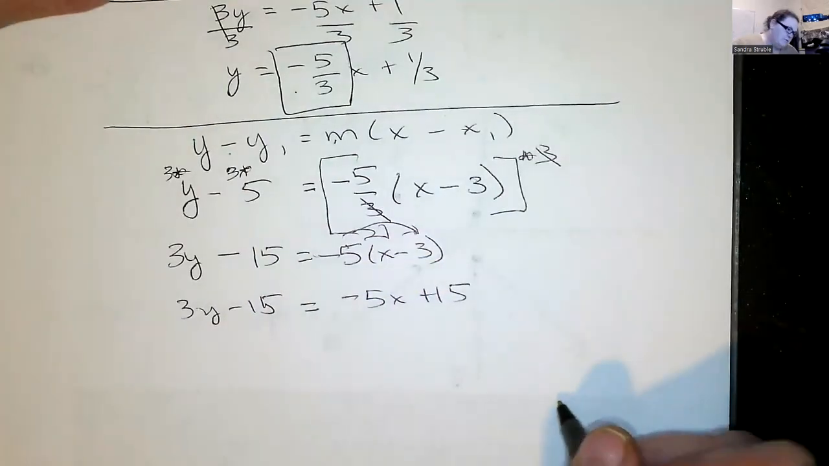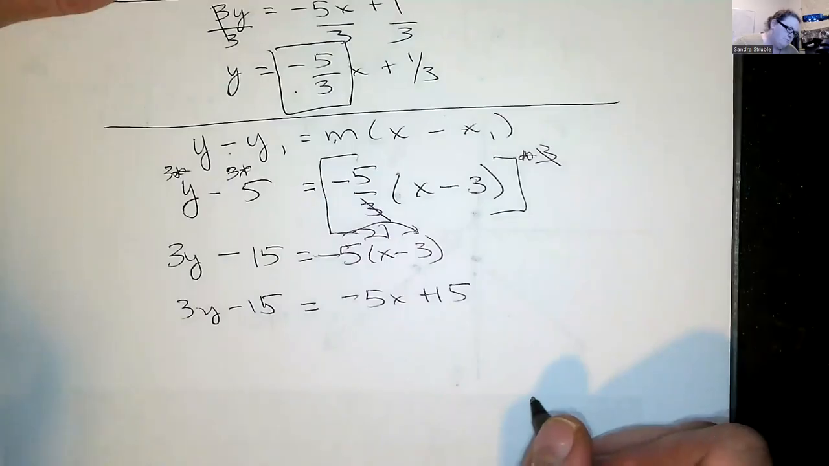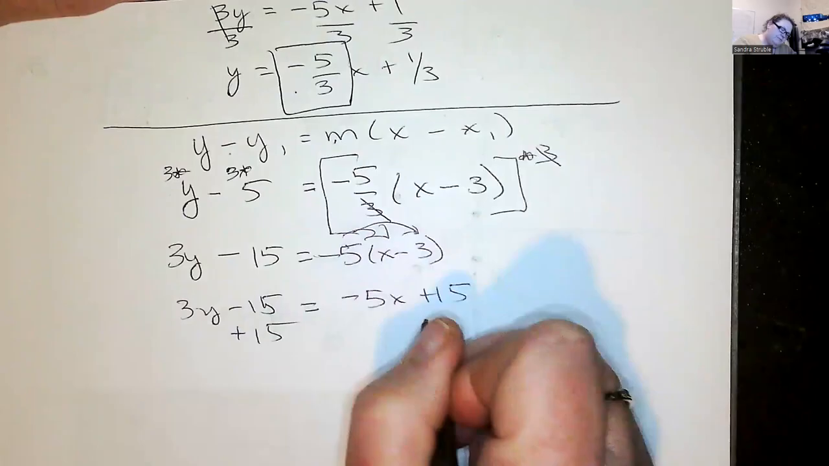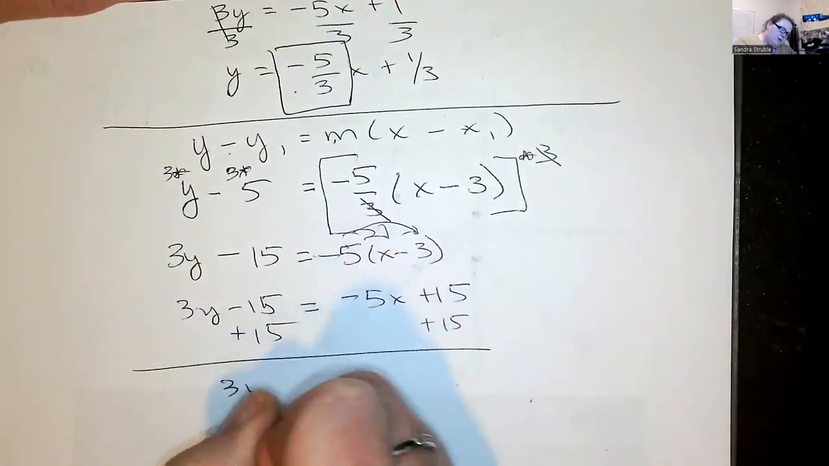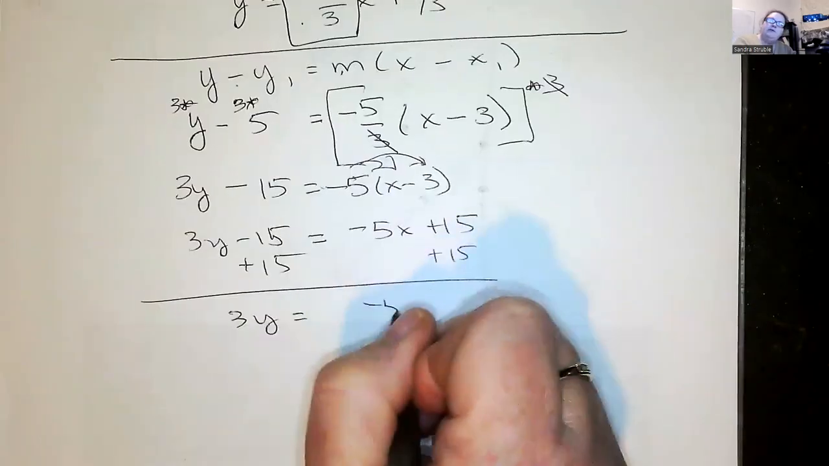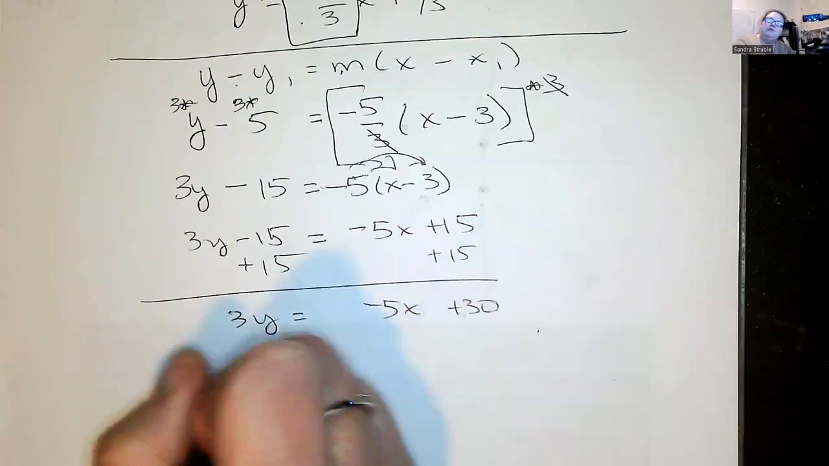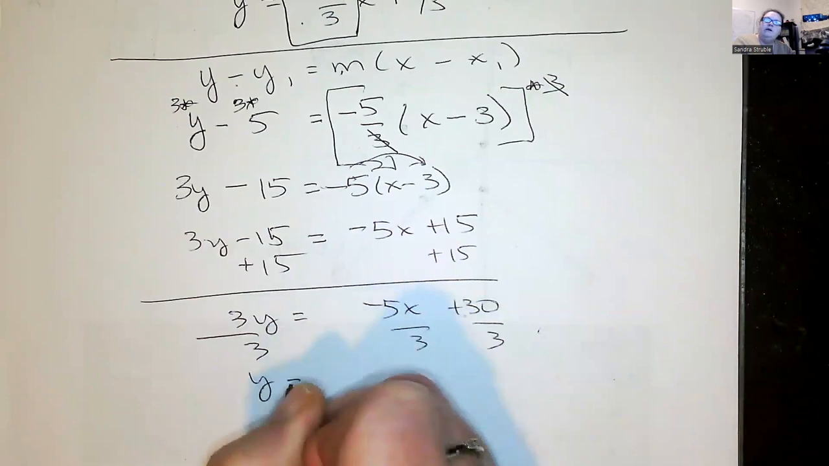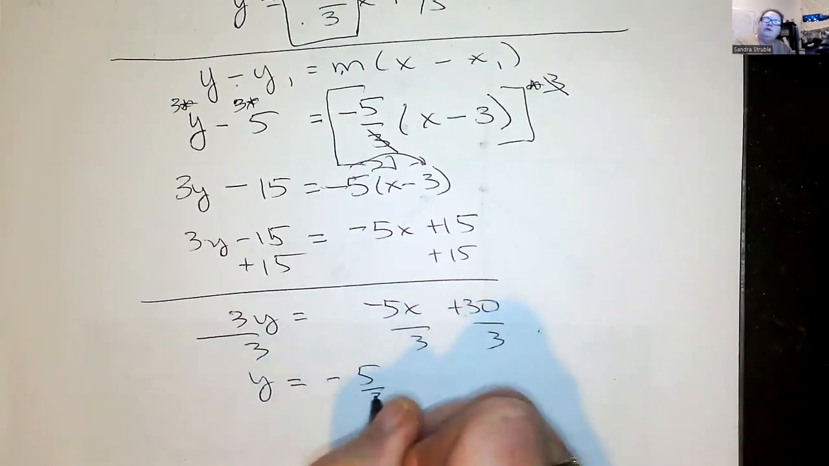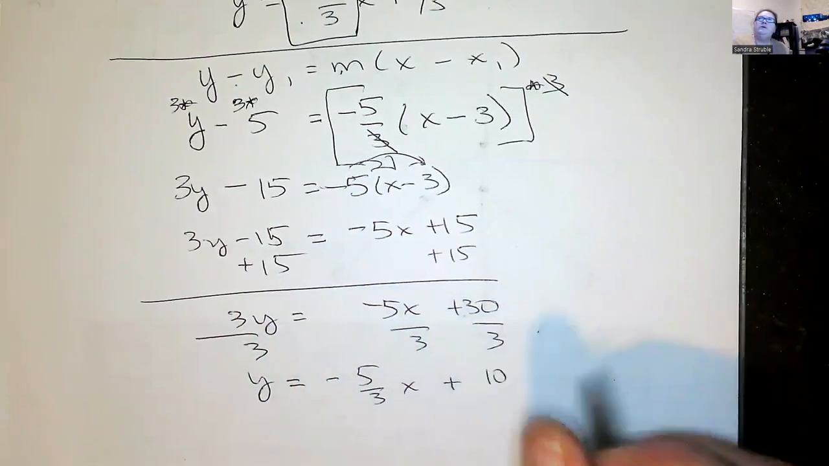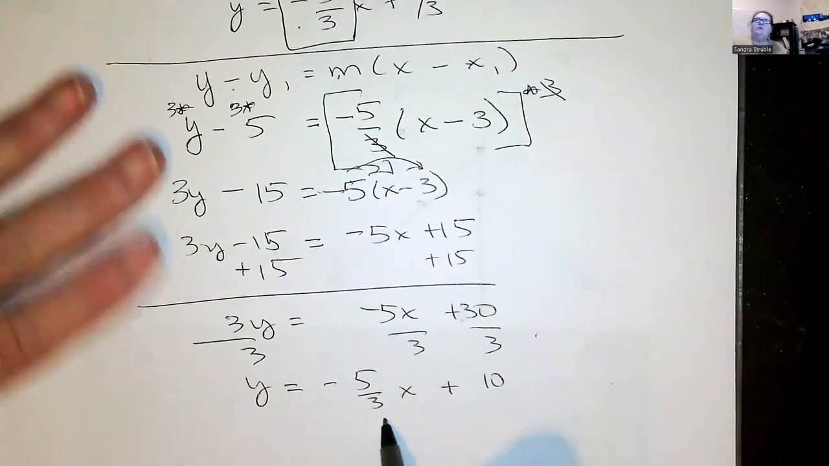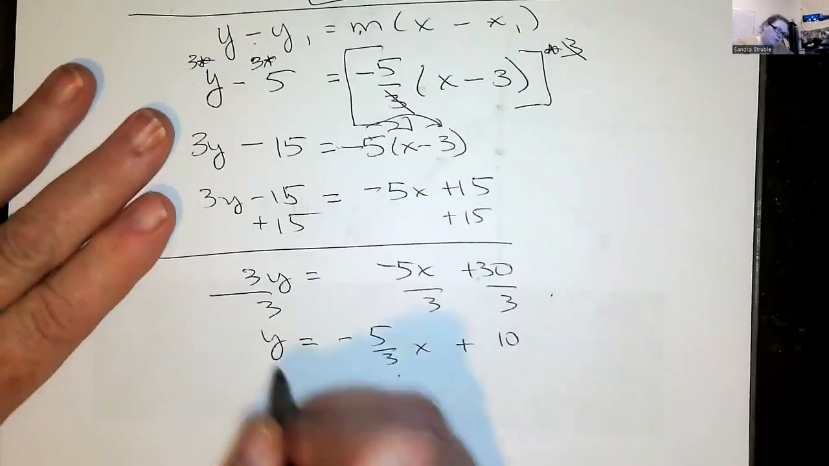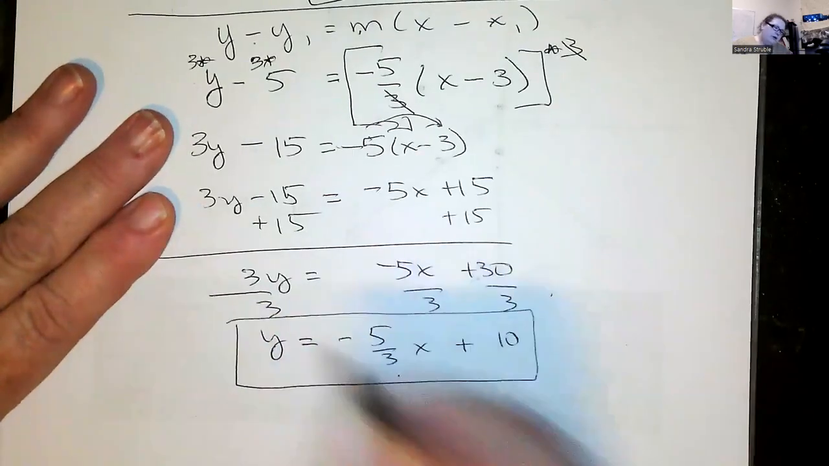And then, does it care what form? Nope, does not. So I'm going to solve for y. Add 15 to both sides. I get 3y is equal to negative 5x plus 30. Divide everything by 3. And y equals negative 5/3 x plus 10. So it should have the same slope as the one we solved over. It does. And this is going to be our parallel line to the line that was given.